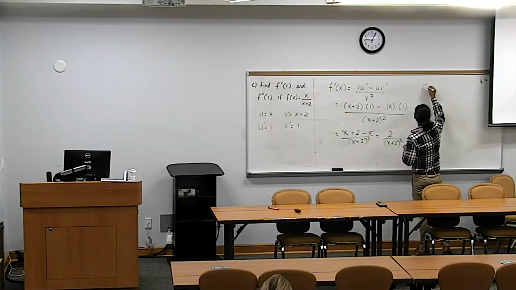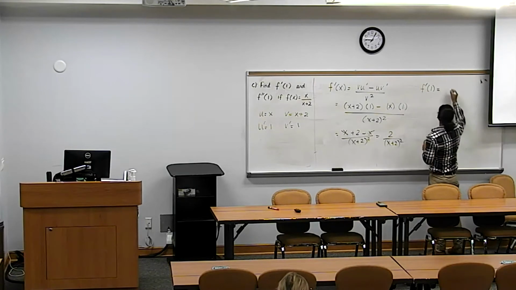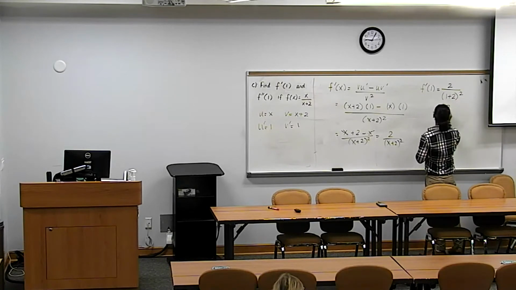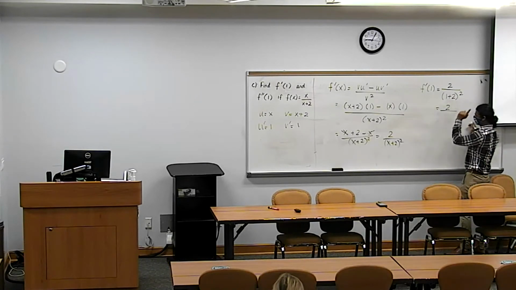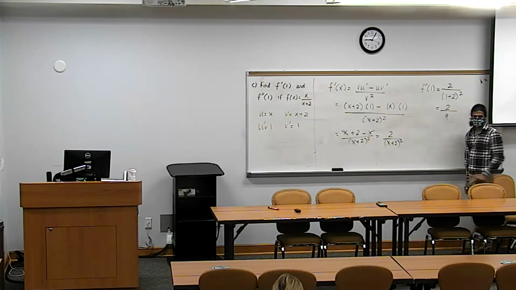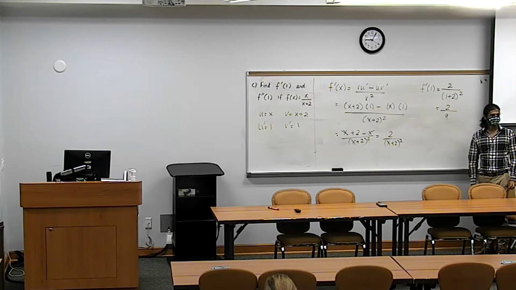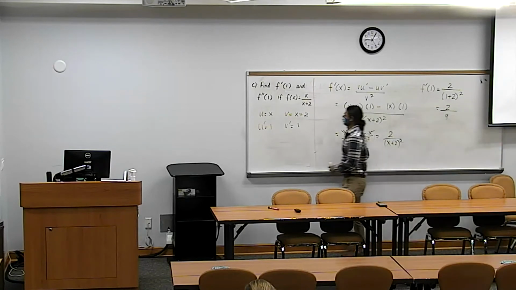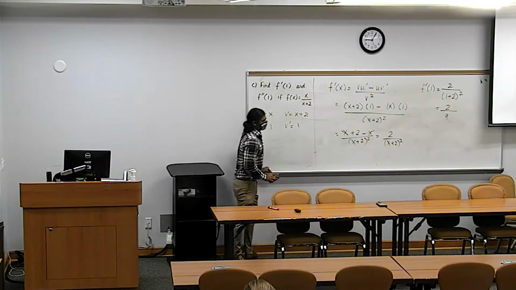F prime of 1 would simply be equal to 2 over 1 plus 2 squared. 2 divided by 2 plus 1 is 3. 3 squared is 9. Good? I'll give you a minute.